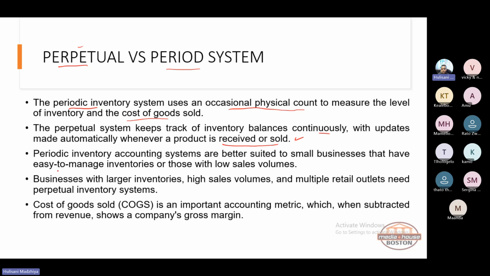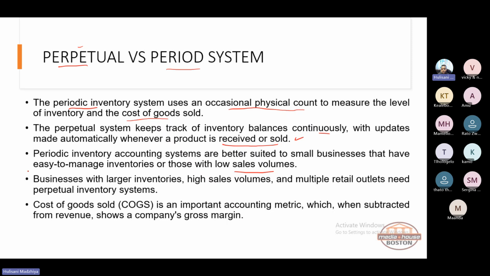So it continues to say that periodic inventory accounting systems are better used by small businesses that have easy-to-manage inventory and those with low sales volume, because they know at the end of the period that this inventory is not too much, and they can track and see that we are running out, or we still have some inventory, or we need to buy. So this is when we use periodic, such as your smaller retail shops, your spazas. They use periodic because they sell until they just notice that something is off.